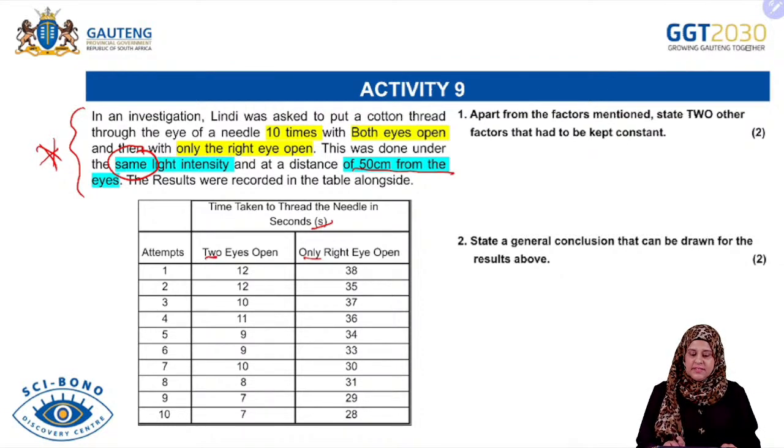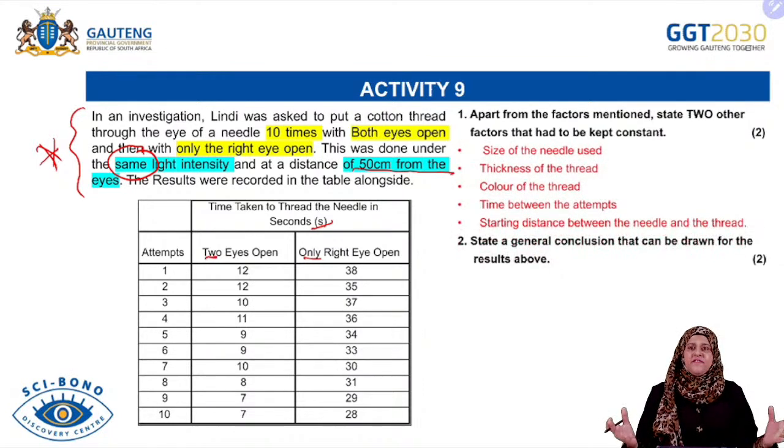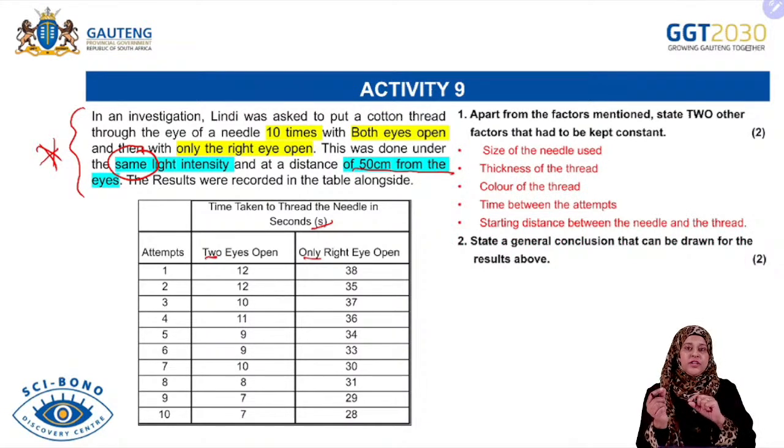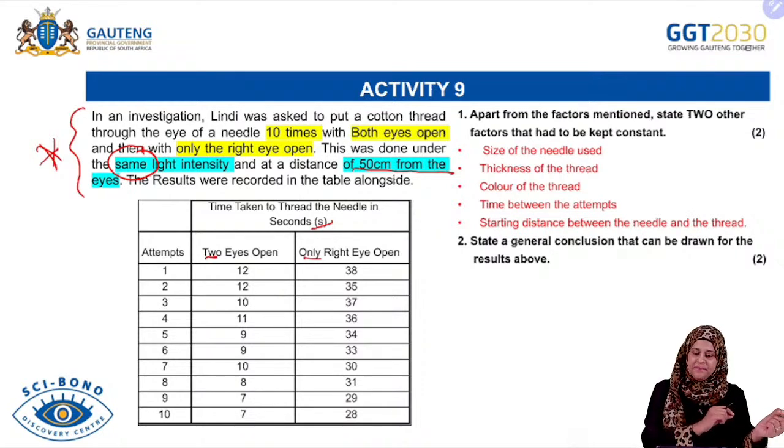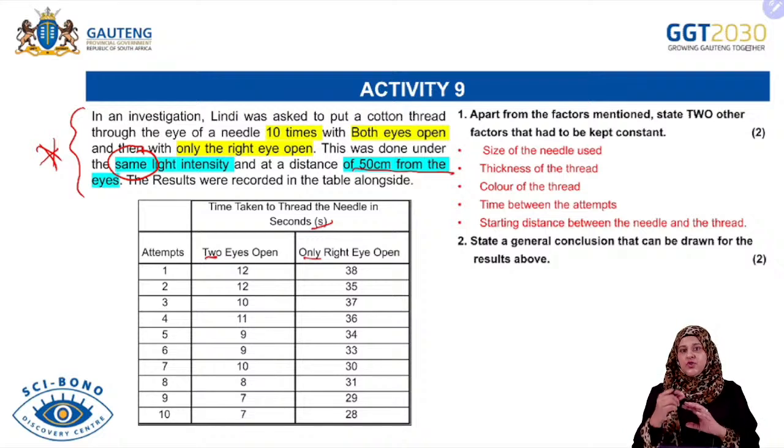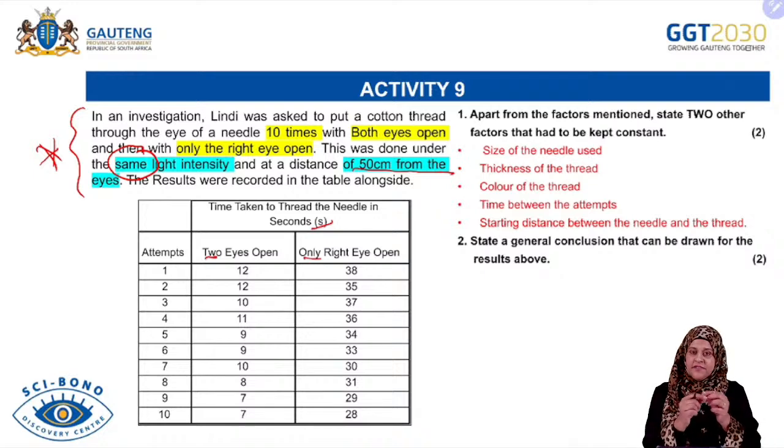So let's look at this. Apart from the factors mentioned, state 2 other factors that could be kept constant, right? So let's look at it. It could be various things. The size of the needle, the thickness of the thread. For one, she can't use wool for one and crochet cotton or thin sewing cotton for the other. The color of the thread. She can't use black and red. Sometimes some people are colorblind. They may find it difficult to thread. So these factors need to be kept constant, right?